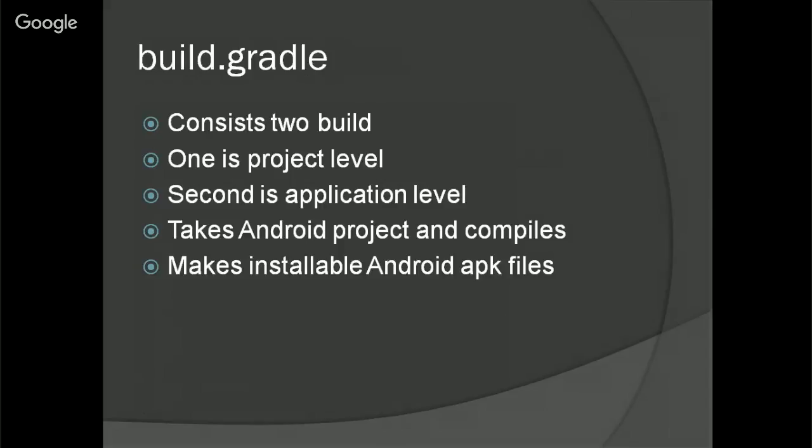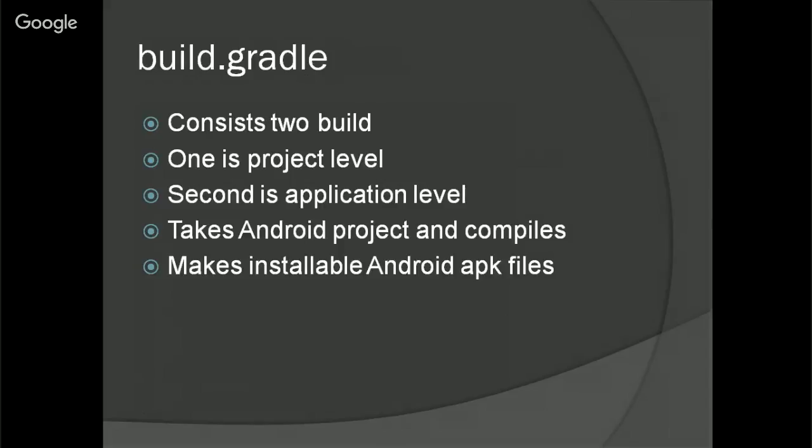By means of build.gradle, we can control the project level with one build.gradle, and with the help of another, we can control the application level. So project level and application level are two different things inside Android Studio, which will be controlled with the help of Gradle scripts. Inside that Gradle script we'll have build.gradle, which will be controlling your project and the entire application of your project.